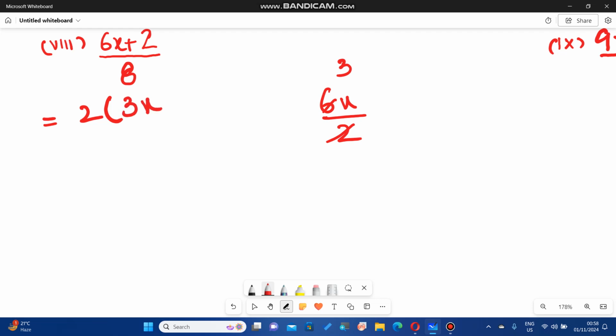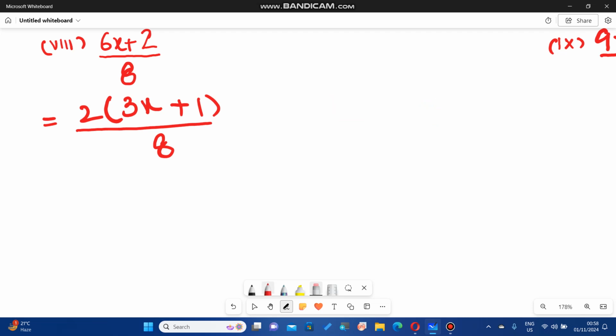As for 2, we had 2. What did we take common out of 2? 2. What are we left with? 1. We are going to write 3x plus 1 divided by 8. Now we have 2 times 3x plus 1 divided by 8. Now this 2 is being multiplied with this term, so we can now cancel it. 2 times 1 equals 2 and 2 times 4 equals 8. Correct? What is going to be our answer? It's going to be 3x plus 1 divided by 4.